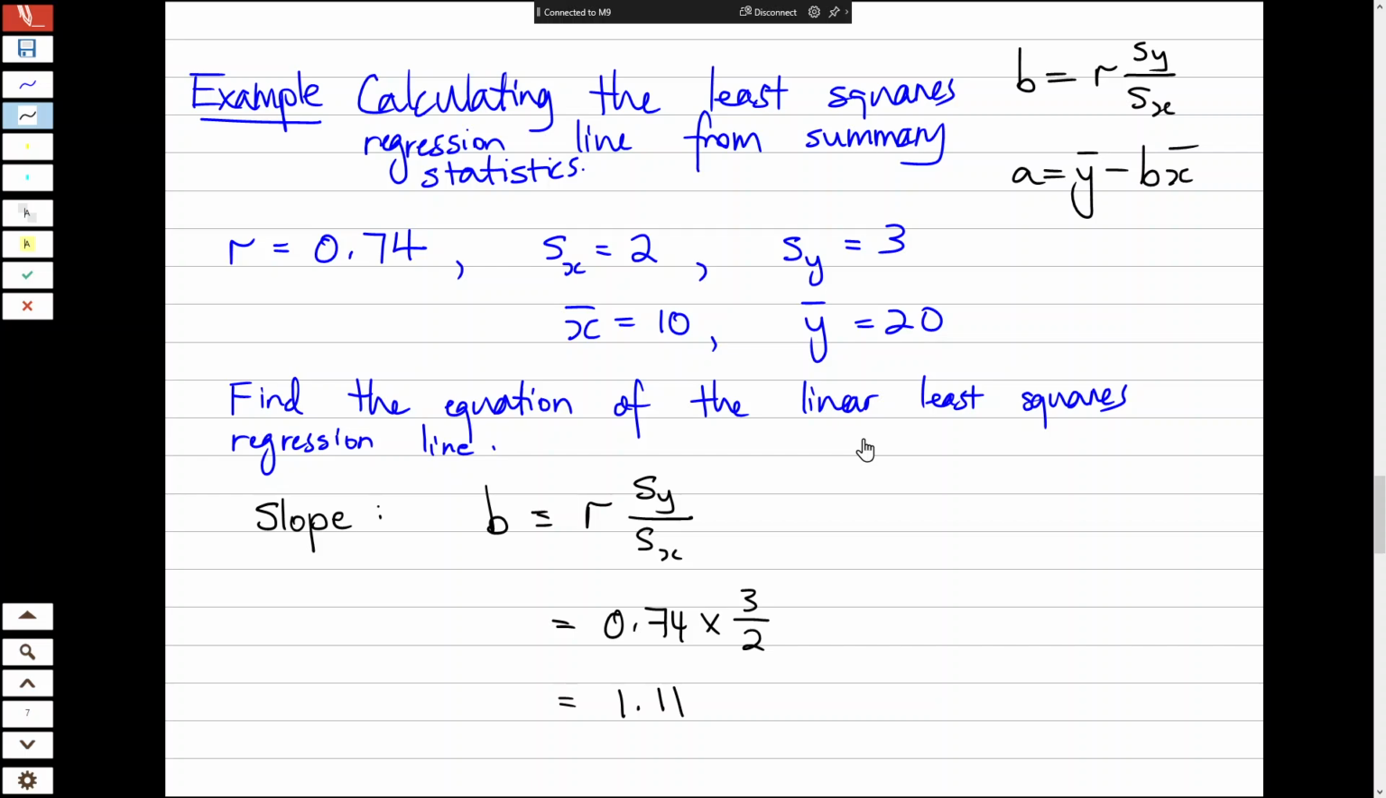Can anyone tell me why I've calculated the slope first rather than the intercept? Because you need the slope. Yeah, so have a look here. The formula for A depends on B. So if you try to calculate A first, you run into this problem where you don't know B. So we've got to calculate B first.